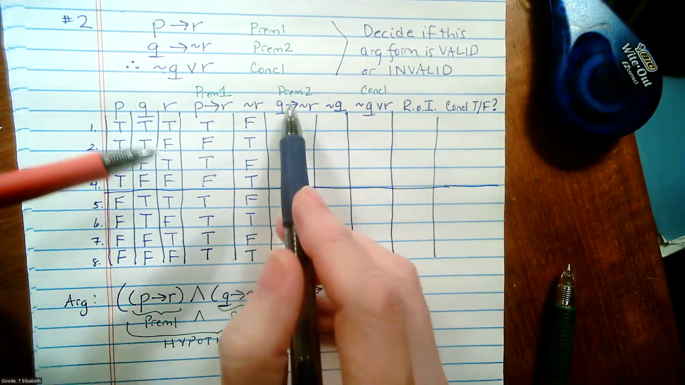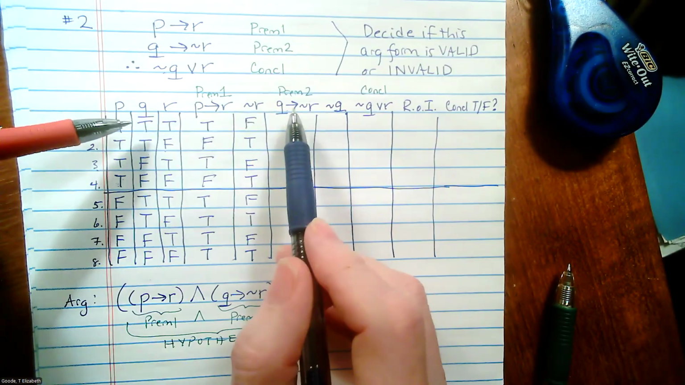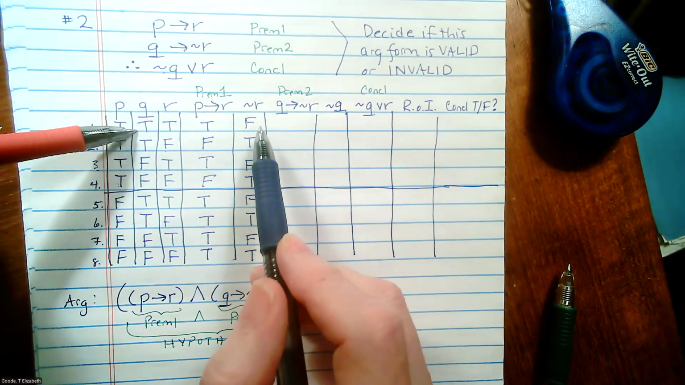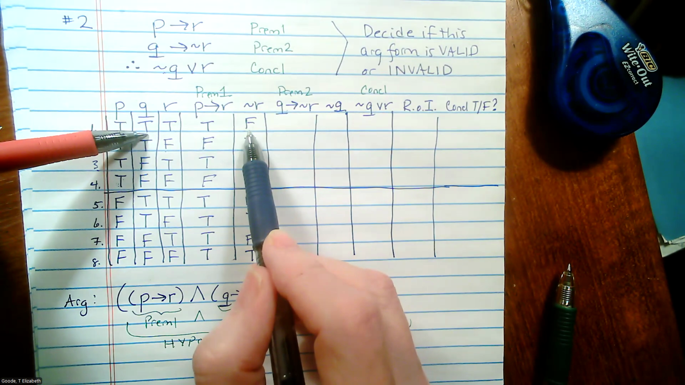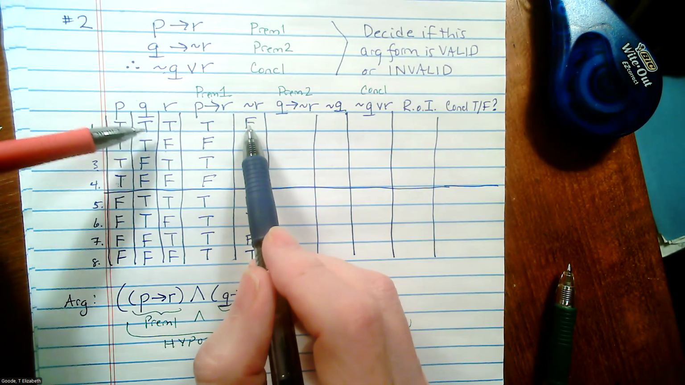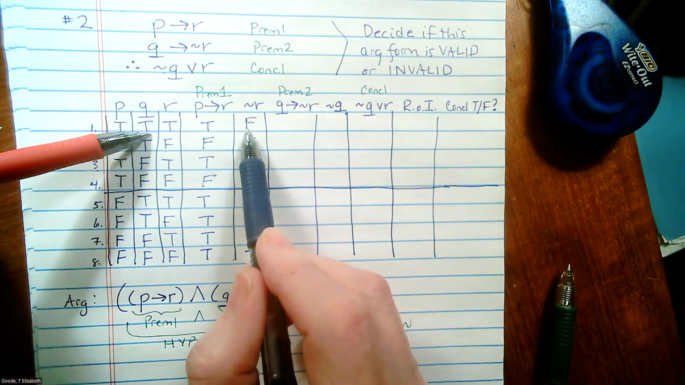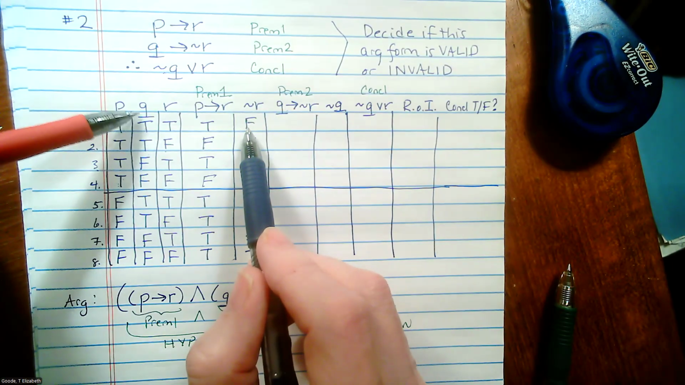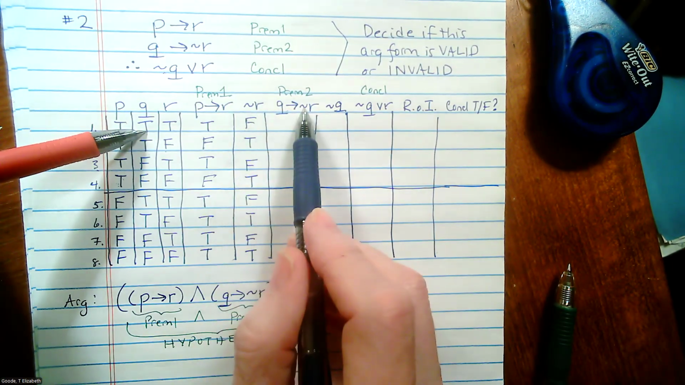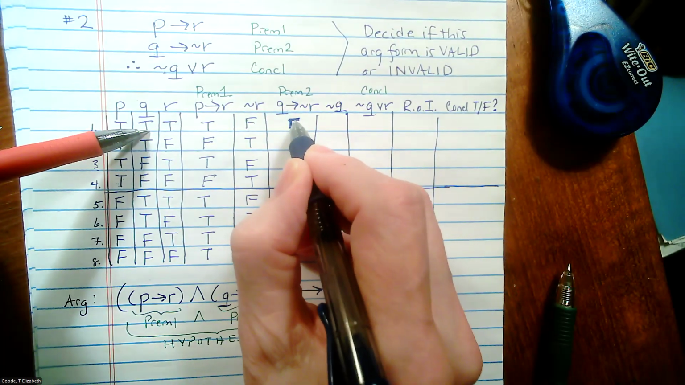That's nice. Great. Now we're going to evaluate premise 2. If Q, then not R. Okay, so here's our Q column. That's our hypothesis. Here's our conclusion column. All right, row 1. If T, then F. What is that? If Q, then not R. That would be false, because not R was false. We have a true hypothesis, Q, and a false conclusion. So true implies false is false.